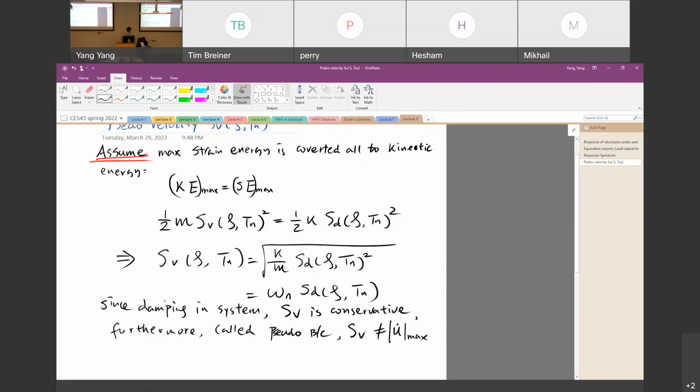This spectral value, the pseudo spectral value, is not equal to the actual maximum velocity. So we can remove the pseudo only when the damping ratio is equal to zero. If the damping ratio is equal to zero, actually, our assumption is correct. Our assumption is correct. So does that make sense?